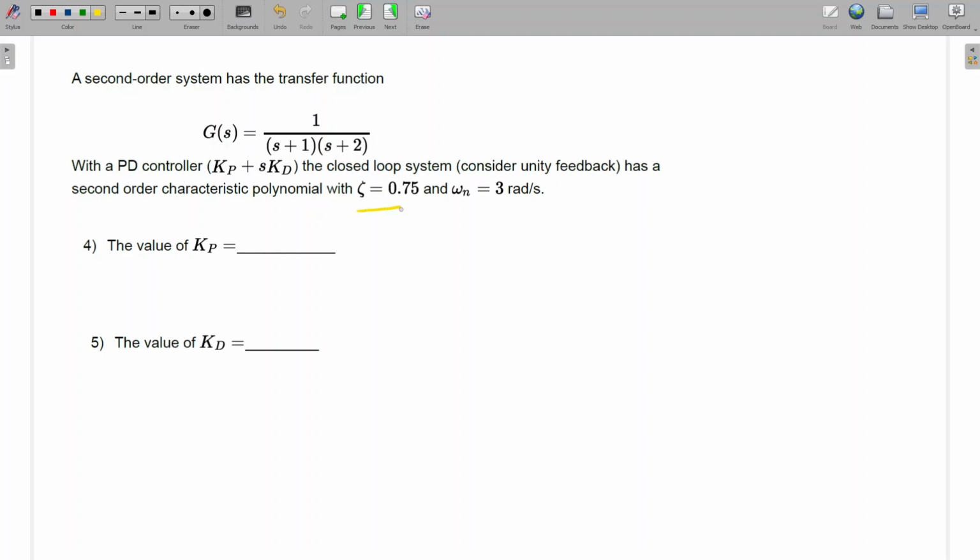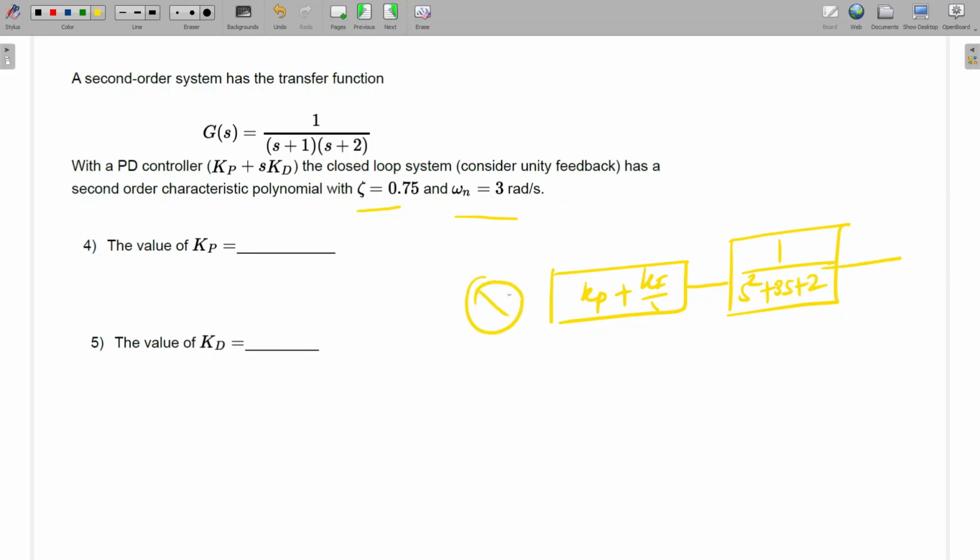And zeta value is given, omega n is given. So we just have to find the second order transfer function equivalent, and we can find the zeta and omega n. Okay. So the system will be like this: Kp plus Ki by S. Okay. And here this function will be there: 1 by S square plus 3s plus 2. And this summer block will be here.